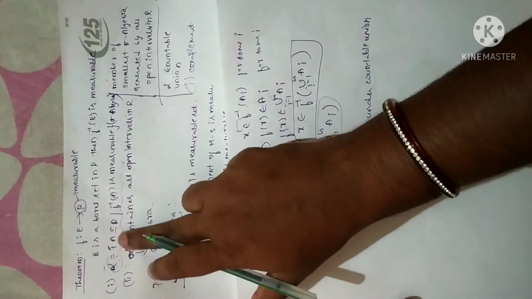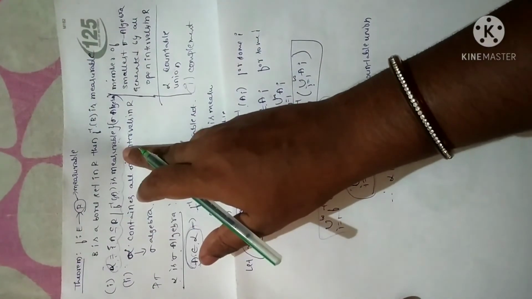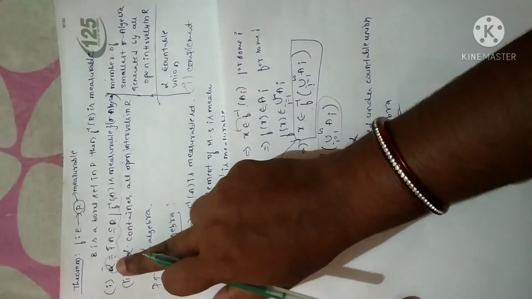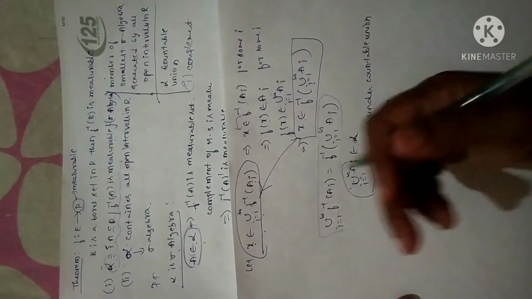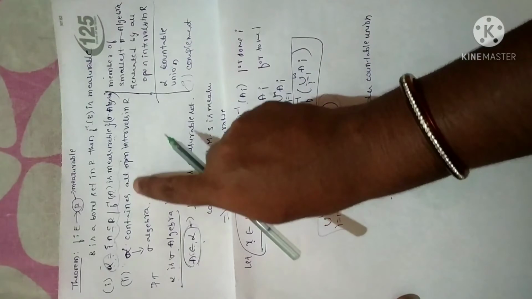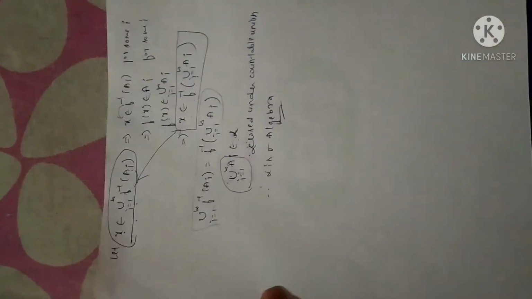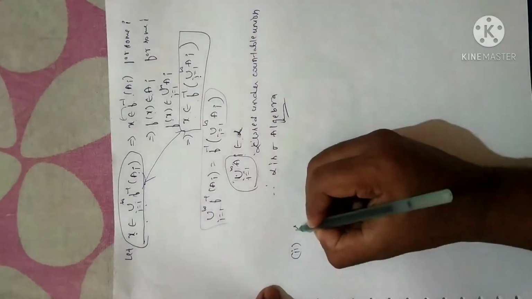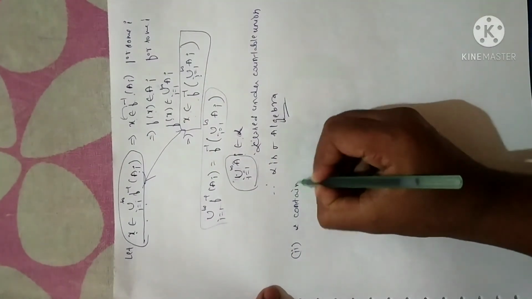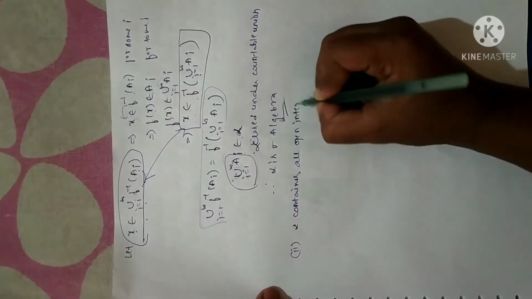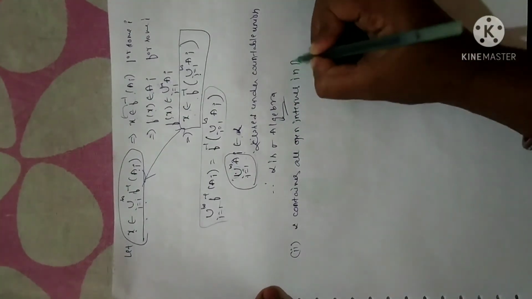What we have to prove is that alpha contains F inverse of A for measurable sets A. We have to prove alpha is a sigma algebra, and I have proved that alpha is a sigma algebra. Next, what we have to prove is that alpha contains all the open intervals in R. So let me prove that alpha contains all open intervals in R.